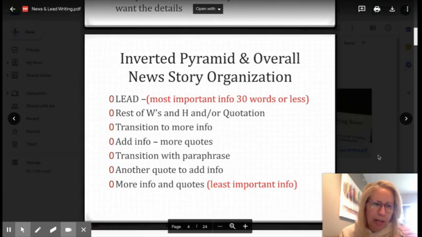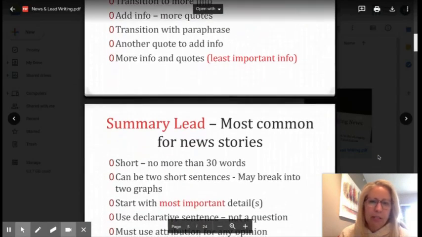Transition to a little paragraph of information, no more than 4 sentences, adding info with quotes, transitioning to maybe more information, a paraphrase, then another quote. And it's this very formulaic information quote, information quote, information quote. It's reliable, it's organized, it's predictable.